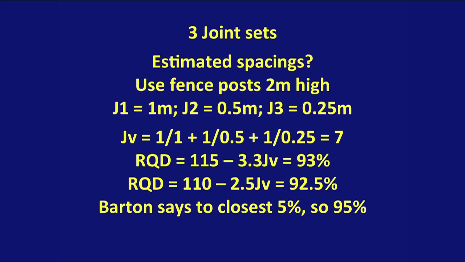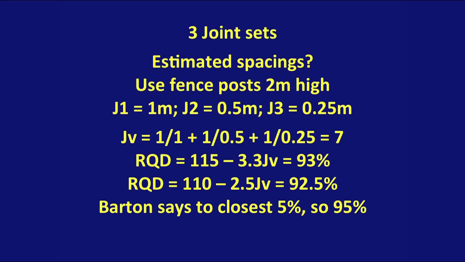So you will see we have 3 joint sets. Based on the fence posts, we can estimate that one of the joint sets has a spacing of about 1 meter. A second joint set has a spacing of about 0.5 meter. And the third joint set has a spacing of about 0.25 of a meter. We can use those to calculate the number of joints per cubic meter, which is the Jv number, and that's given by 1 over those joint spacings. So it's 1 over 1 plus 1 over 0.5 plus 1 over 0.25, which equals 7.